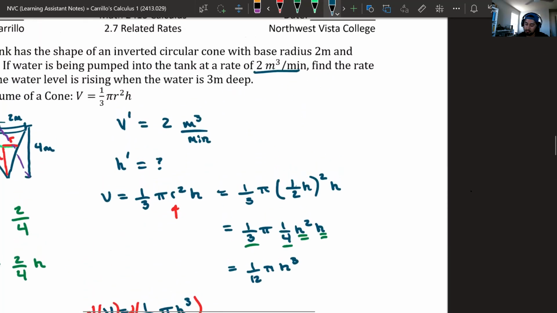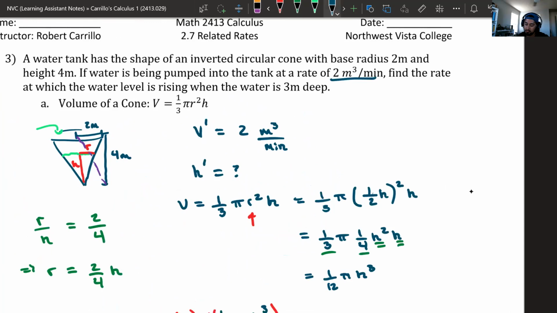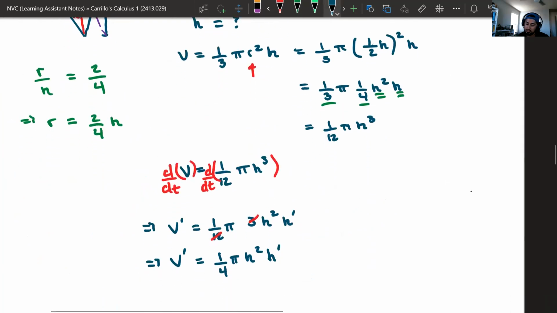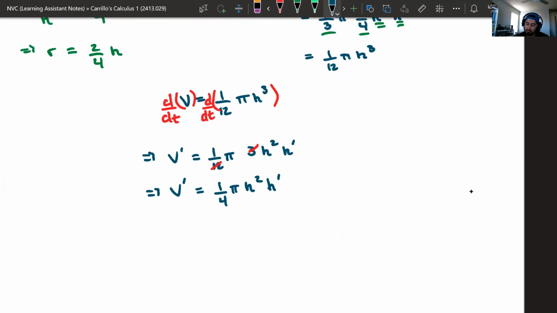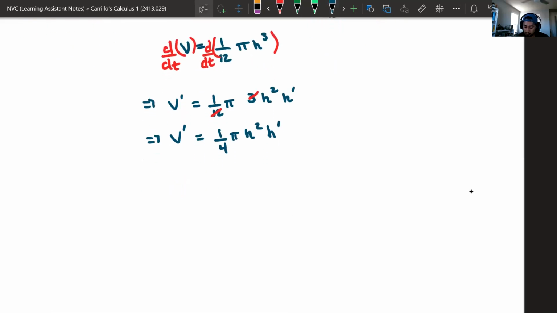So remember, the question was asking us, find the rate at which the water level is rising. So h prime represents the rate at which the water level is rising, meaning I need to solve this equation for h prime. So if I divide everything out by the coefficients of h prime, we'll have 4V prime over pi h squared is equal to h prime. So there's the relationship between the rate at which the volume is changing and the rate at which the height is changing.